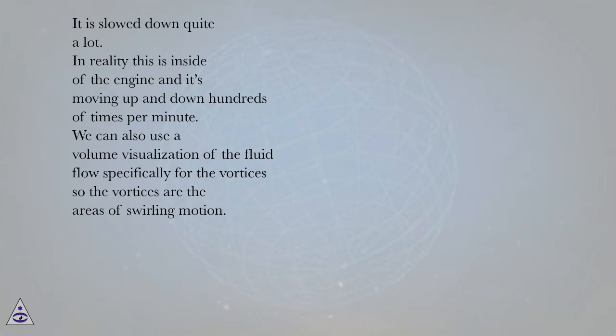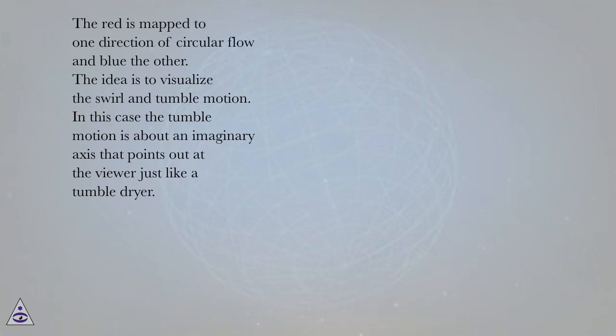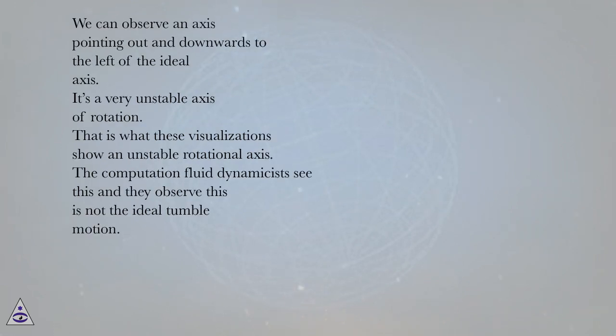We can also use a volume visualization of the fluid flow specifically for the vortices, so the vortices are the areas of swirling motion. The red is mapped to one direction of circular flow and blue the other. The idea is to visualize the swirl and tumble motion. In this case, the tumble motion is about an imaginary axis that points out at the viewer, just like a tumble dryer. We can observe an axis pointing out and downwards to the left of the ideal axis. It's a very unstable axis of rotation. That is what these visualizations show, an unstable rotational axis.